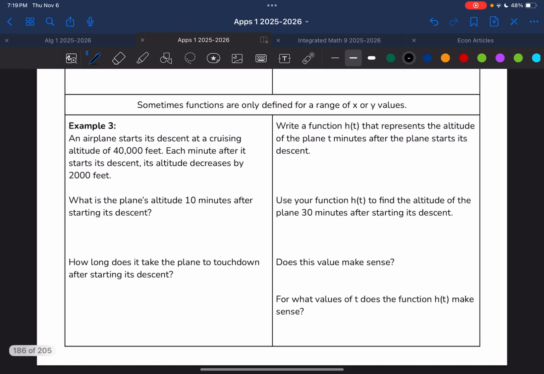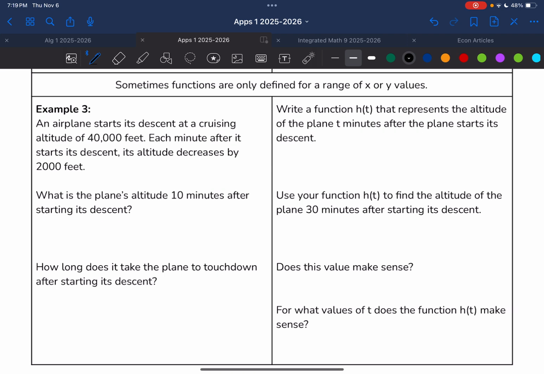Another thing that can happen is you might be modeling something, and even though the function's domain is defined for specific values, it might not always make sense in the context of the situation. So we look at example 3. An airplane starts its descent at a cruising altitude of 40,000 feet. Each minute after it starts its descent, its altitude decreases by 2,000 feet. So what's the plane's altitude after 10 minutes?